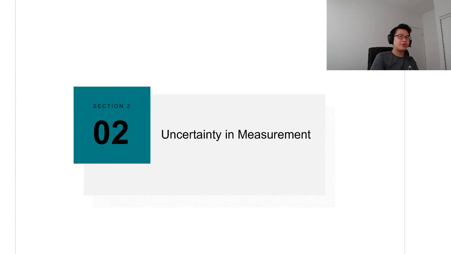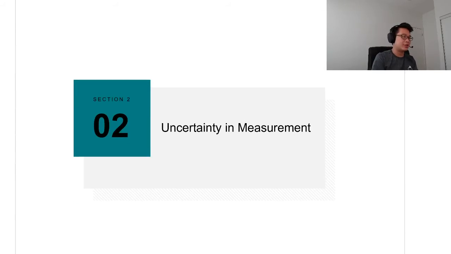Okay, so when we move on to the second topic, uncertainty in measurement, we will talk about the precision, accuracy, etc., something like that. But why do we care about that? Actually, uncertainty is very important.